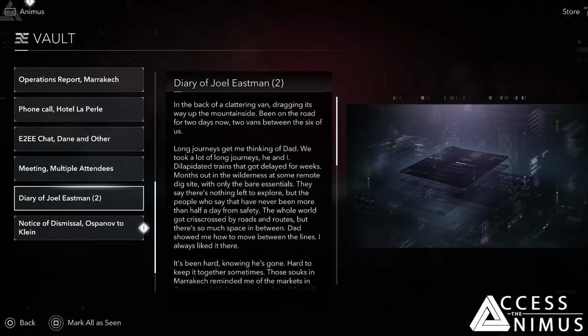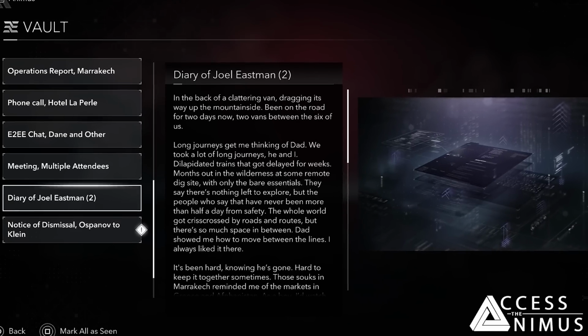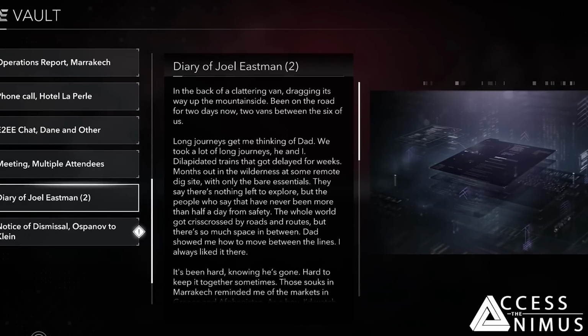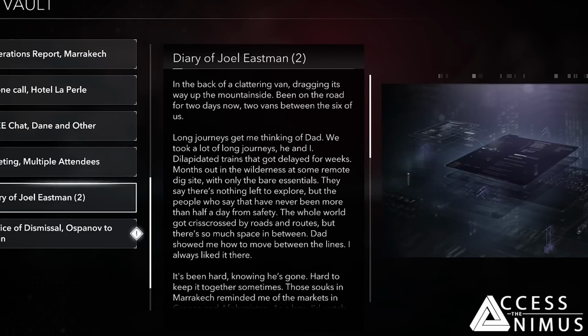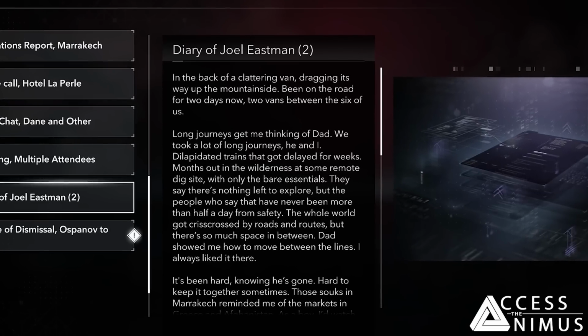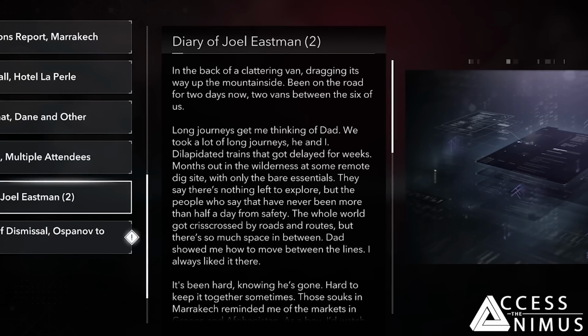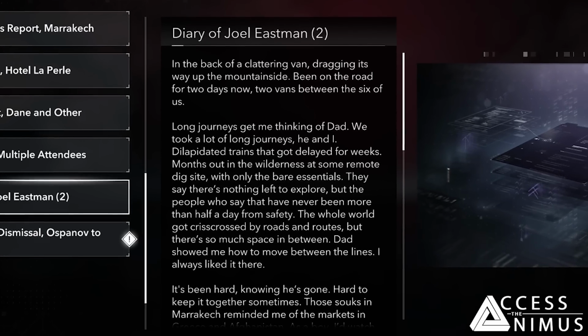The next file is a second extract from the diary of Joel Eastman, which takes place as he and the assassins are traveling towards the mission location and have been doing that for 2 days, so he must have been quite far from their gathering location.